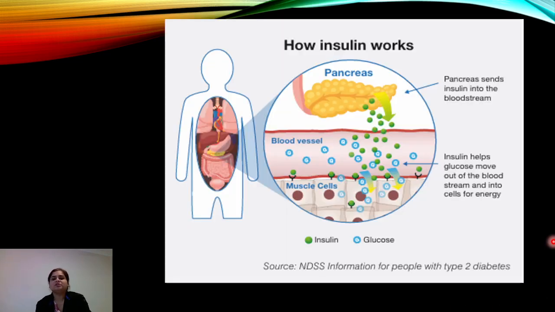This is another picture that shows the pancreas sending some insulin into the bloodstream, where you can see there is excess glucose. That excess glucose then binds with insulin and is used by the cells of the body to produce energy.